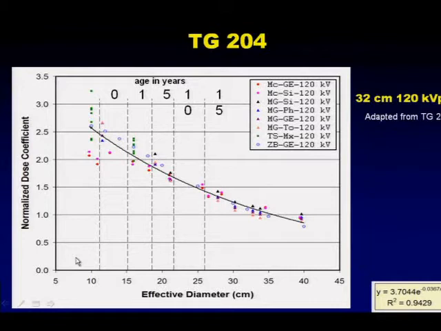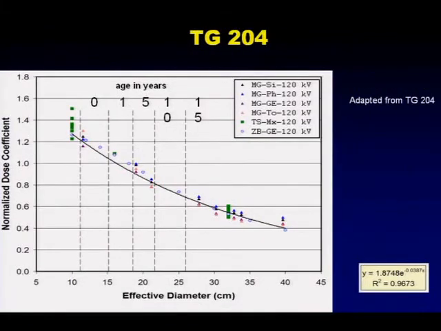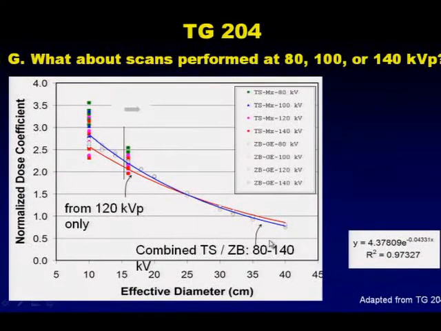This is at 120 kVp for 32 centimeters. This is the same data for the 16 centimeter phantom. And as you'd expect, the correction factors are not as large for the 16 centimeter phantom as they are for the 32, and we're multiplying by fractions that are smaller than 1 for the larger patients if we're basing our CTDIvol on the 16 centimeter phantom. So you ask the question, well, that's great, Keith. What about 80, 100, and 140 kVp?